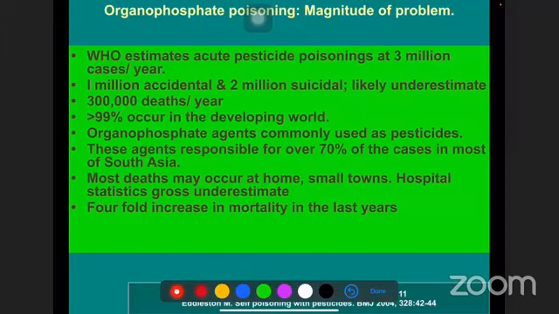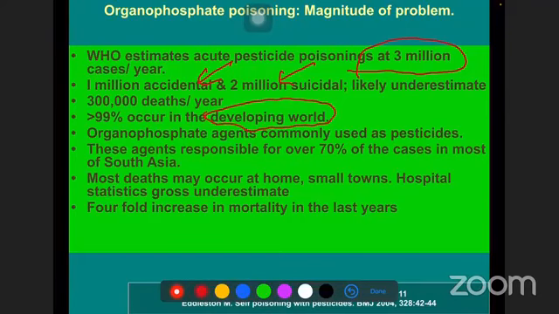So the magnitude of the problem is very high. Worldwide, acute pesticide poisoning is about 3 million cases per year. 1 million cases are incidental and 2 million cases are suicidal. So suicidal poisoning is very high with insecticides. And 99% of the cases occur in the developing world because we are using organophosphorus compounds and insecticides, but the Western world is using biological insecticides. So in our country, organophosphorus compound poisoning is very, very high.